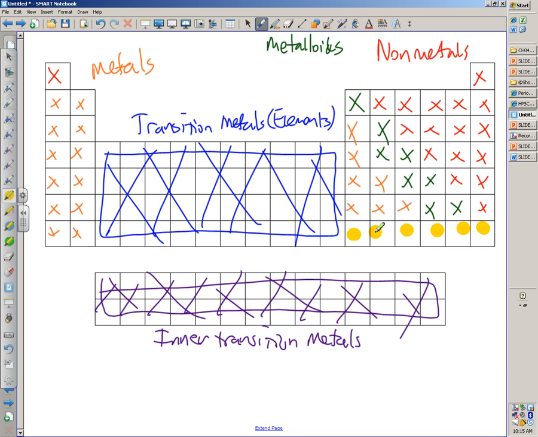These ones that have yellow dots, they're pretty unstable and don't exist in nature anyway, so we kind of don't worry about them too much.